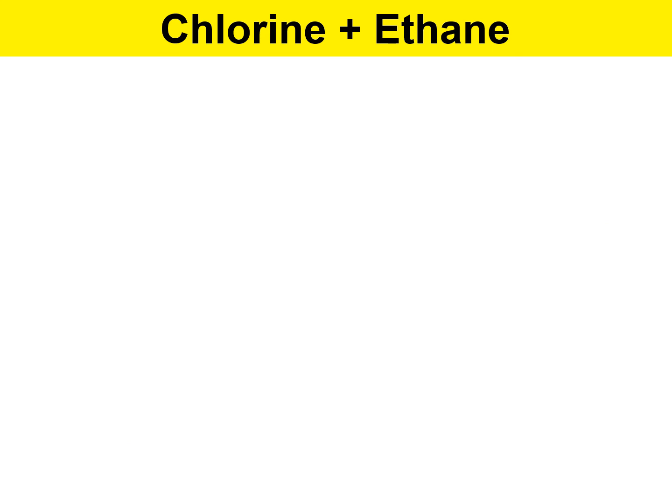You might want to pause the video now and try and write the initiation, propagation, and termination steps for the reaction of chlorine and ethane. The first step is, of course, the initiation reaction forming the chlorine radicals.